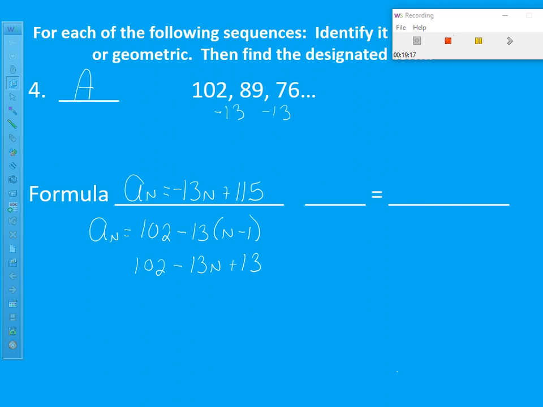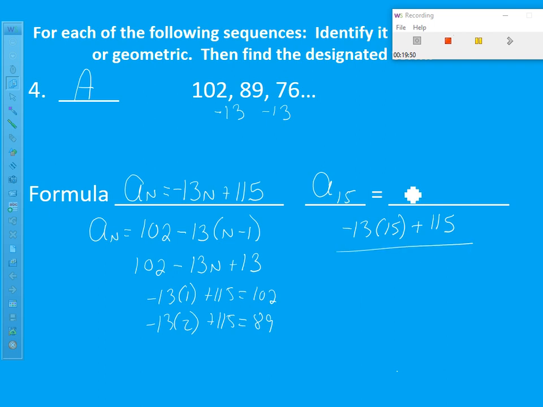Now, once again, check it, guys. Negative 13 times 1 plus 115 better give me 102. And negative 13 times 2 plus 115 better give me 89. If it doesn't, you messed up, and you're also going to miss the next piece. So for the value of this 15th term, I'm going to go negative 13 times 15 plus 115. Run that through your calculator. You should get negative 80.